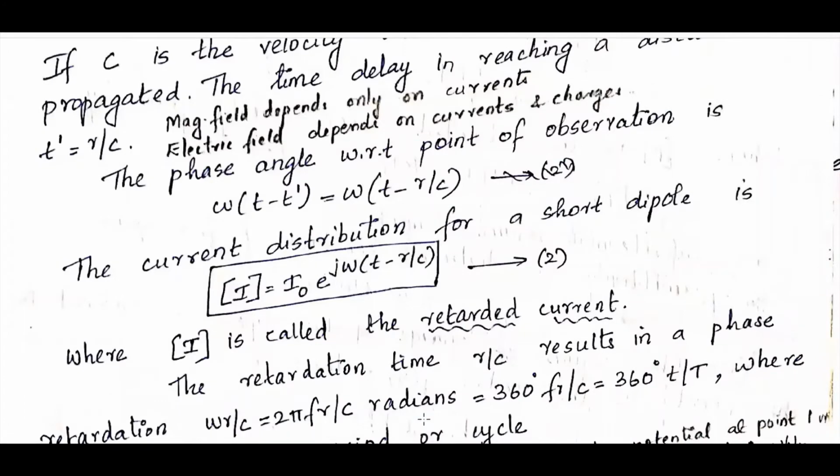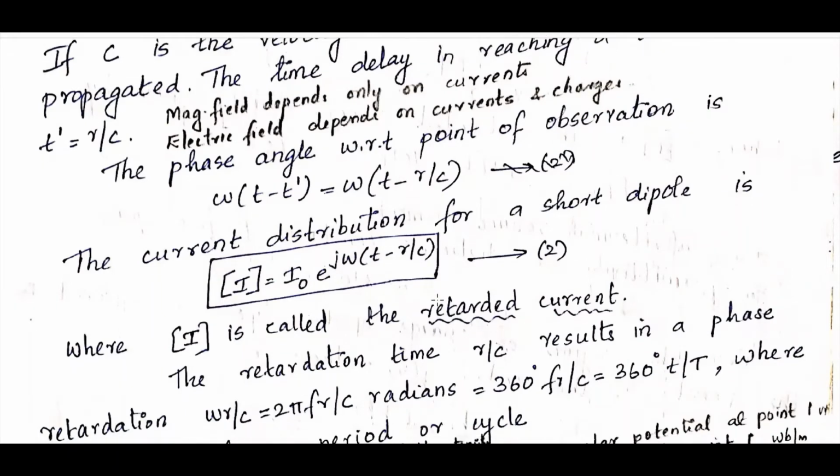Retarded current means that whenever we place the short dipole, it takes some time for the current to propagate from the short dipole to the point P. In order to consider that delay, you have to modify the equation. The retarded current considers the delay also, and we write the equation as I naught into e raised to j omega of t minus R by C.